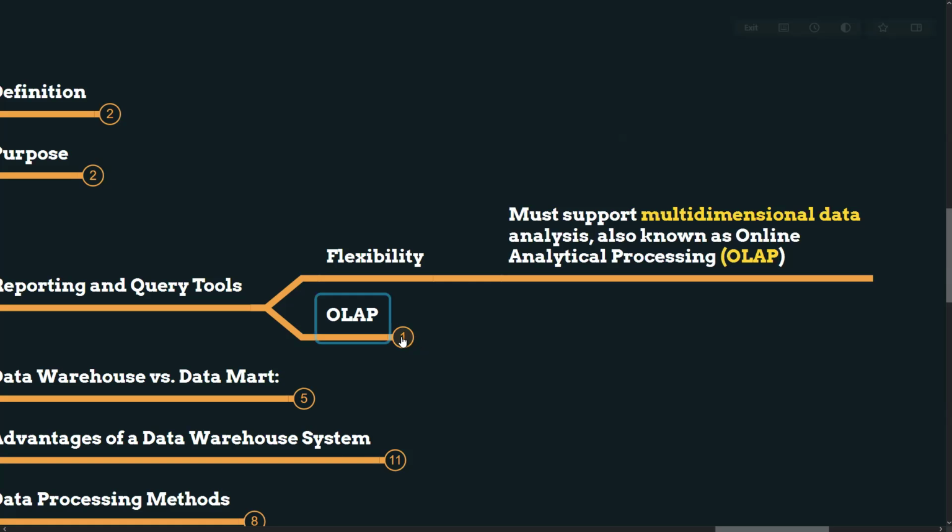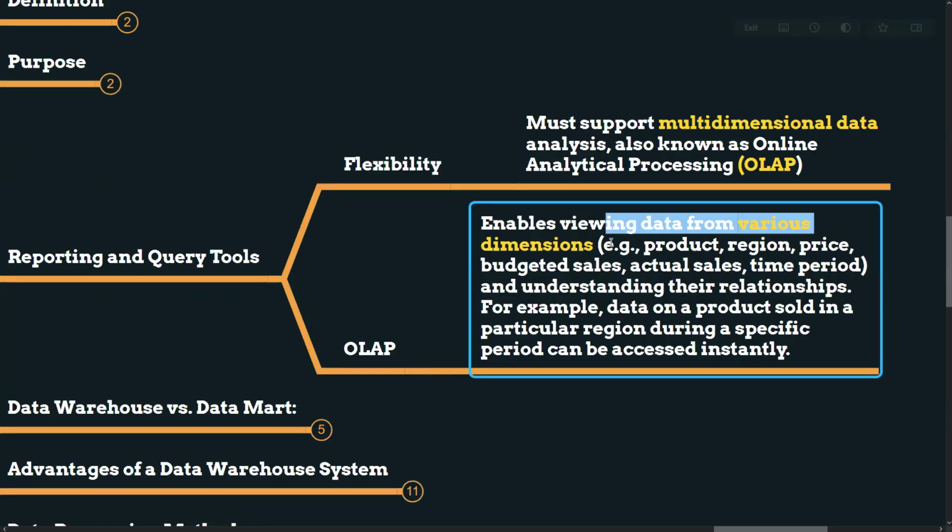So that's the flexibility, multi-dimensional data analysis, right? OLAP means online analytical processing. It enables viewing the data from various dimensions like product-wise, region-wise, price-wise, budgeted sales, actual sales, time period, and understanding the relationship. For example, data on a product sold in a particular region during a specific period can be accessed instantly. So OLAP is like having a magic tool that lets you instantly see all the details about a product sold in a specific region during a particular month. If a company wants to analyze the sales of a specific toy during the holiday season across different regions, the system allows them to compare the sales by region, see which stores perform best, and determine what factors contributed to the success. That's something called OLAP, right?